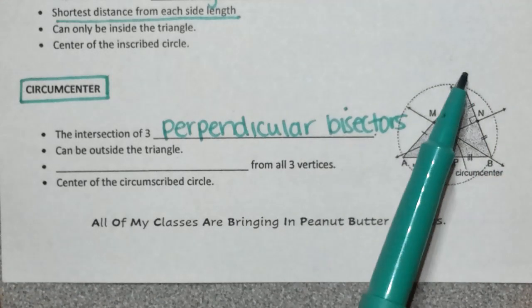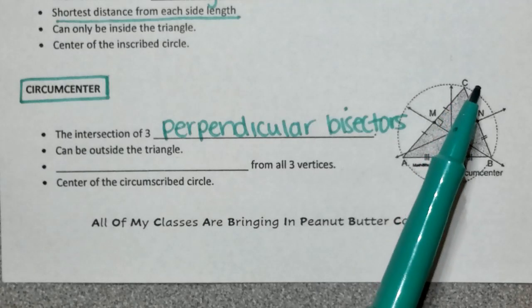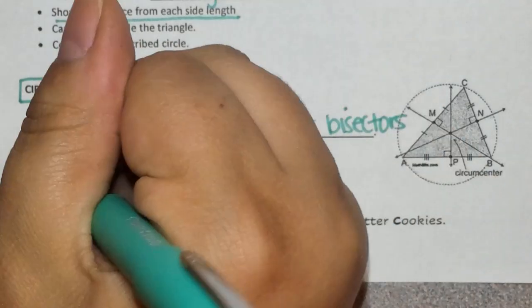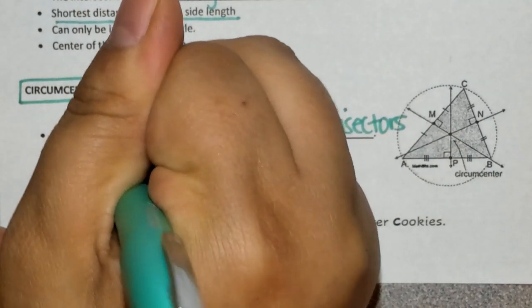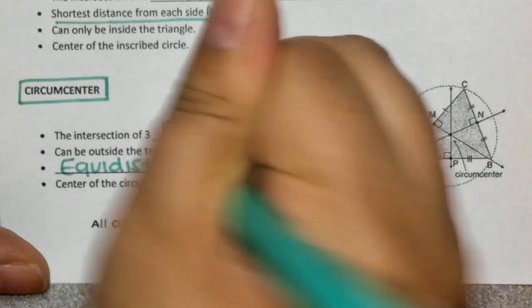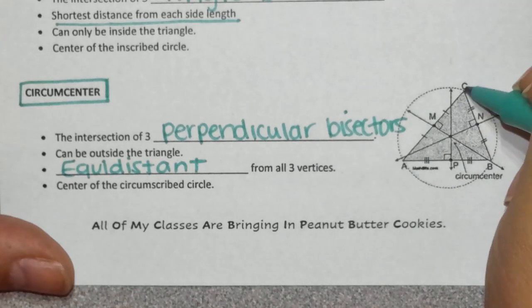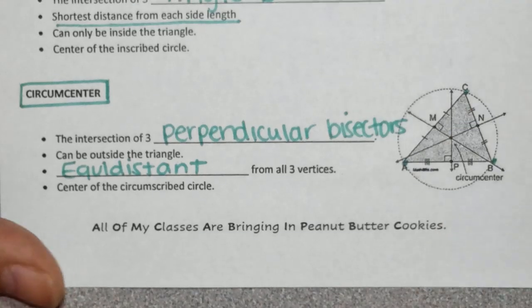Remember, perpendicular bisectors don't necessarily go through the middle. They can, but they don't go through the opposite vertex. It can be outside of the triangle, and it is equidistant from all 3 vertices. So if I were to make a circle outside of my triangle, it is the center of that circle, and it is the same distance to each vertex.